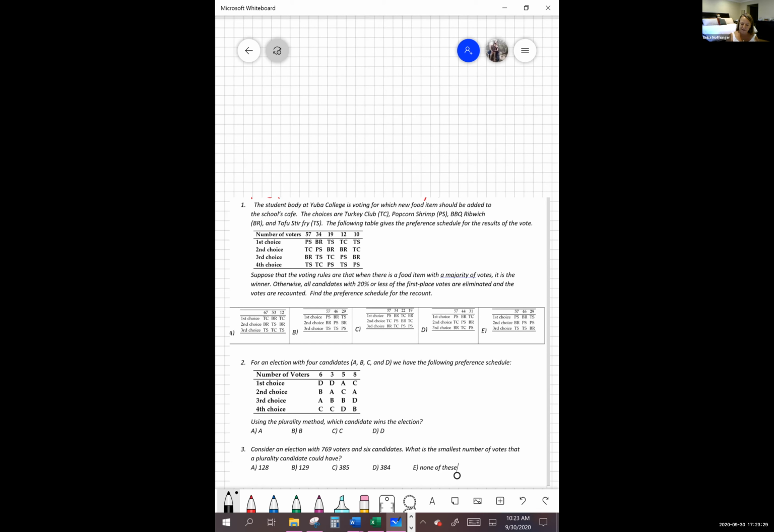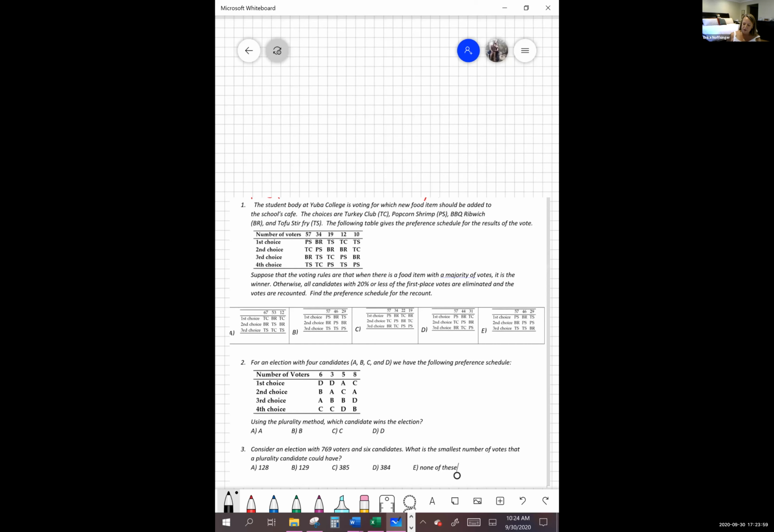The first problem says the student body at Yuba College is voting for the new food item that should be added to the school's cafe. The choices are turkey club, popcorn shrimp, barbecue ribwich, or a tofu stir fry. We're going to denote turkey club with a TC, popcorn shrimp with a PS, barbecue riblet sandwich with a BR, and tofu stir fry with TS.